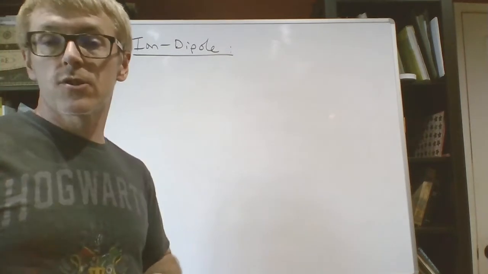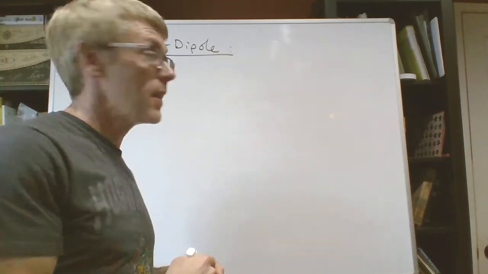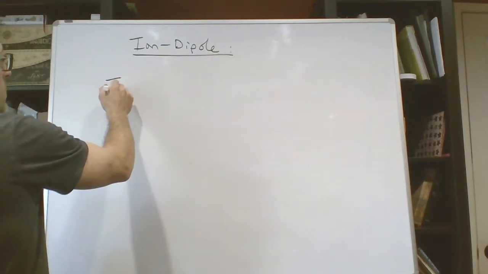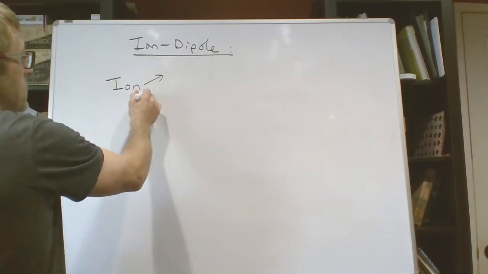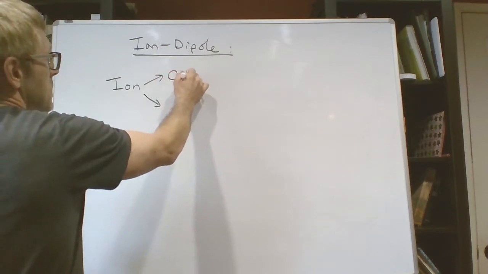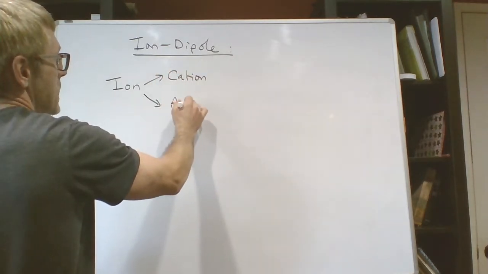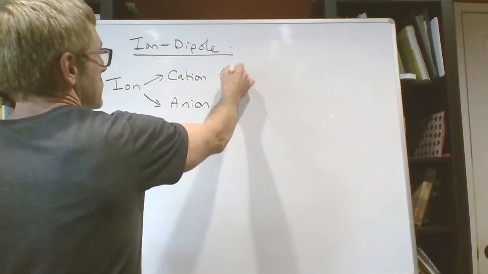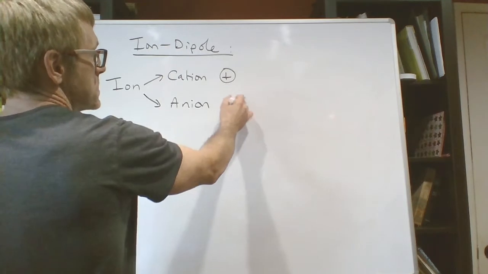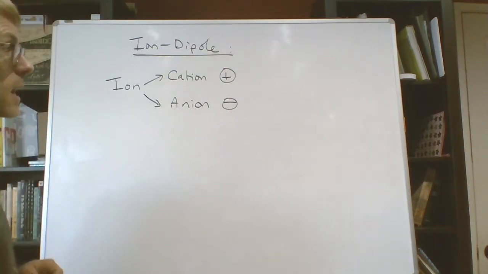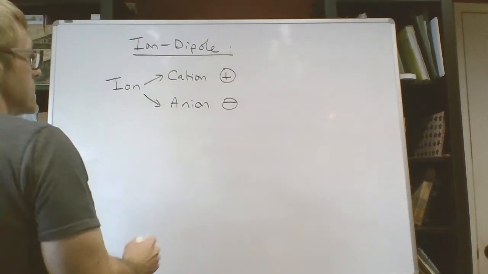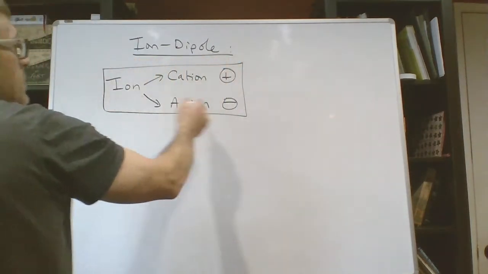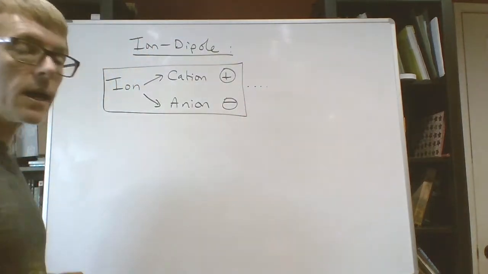Okay, so we're going to look at the strongest of the intermolecular forces first, and that will be ion-dipole. An ion can either be a cation or an anion, and we know that a cation is just a positively charged ion, whereas an anion is a negatively charged ion. So that's an ion, and that's going to interact with a dipole.